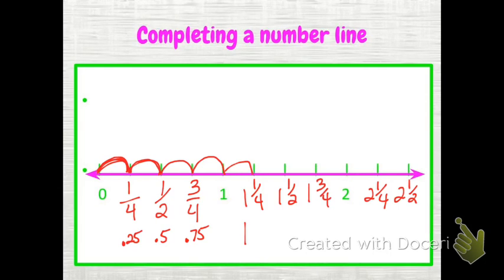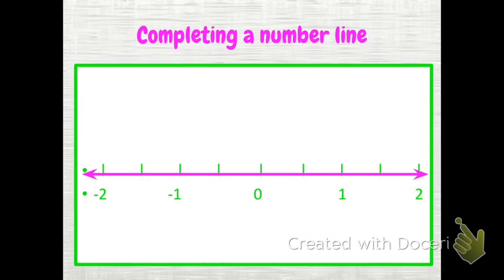So let's write it. 1.25, 1.5, 1.75, and then 2.25, and 2.5. Okay? And now we filled them all in.